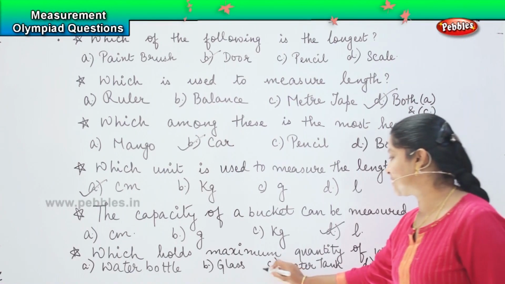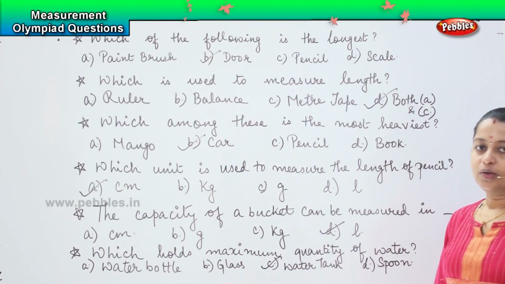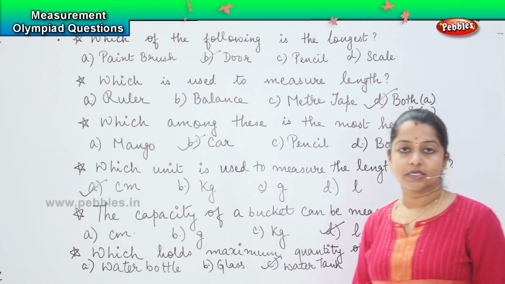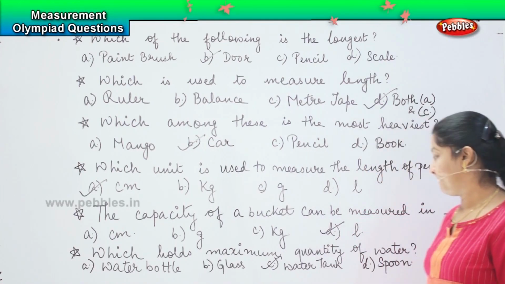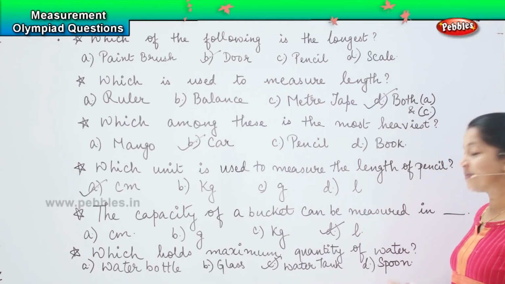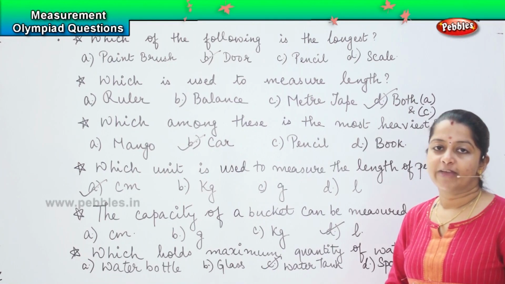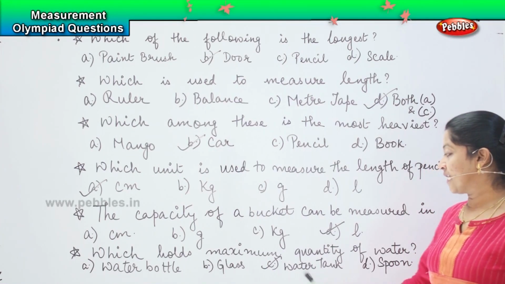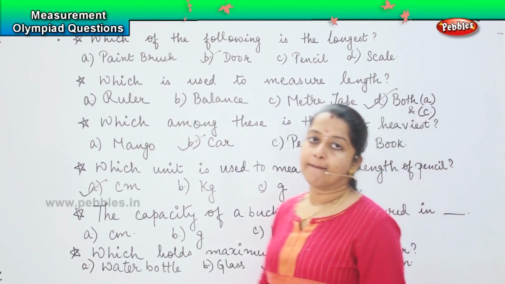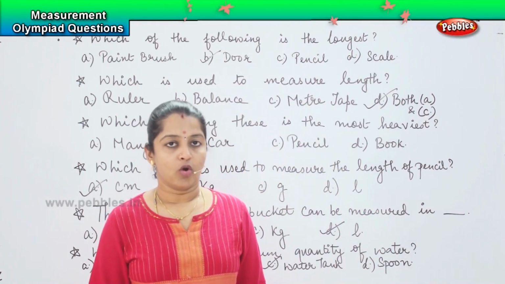Very good. It is option C, water tank. Can you tell me which holds the least among them? Yes, it is option D, spoon. It holds very little water, whereas the water tank can hold the maximum capacity of water.